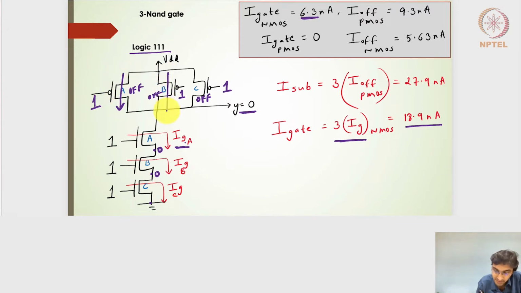We will have an individual subthreshold leakage current. So the subthreshold leakage current will be nothing but 3 times the I off of PMOS. I off of PMOS is 9.3, so 3 times 9.3 will be 27.9 nanoamperes. So the total of this will give me the total leakage current, and multiplied by VDD of 1 volt will give us the total static power for this particular logic of 111.